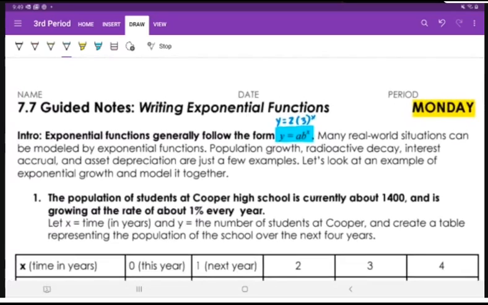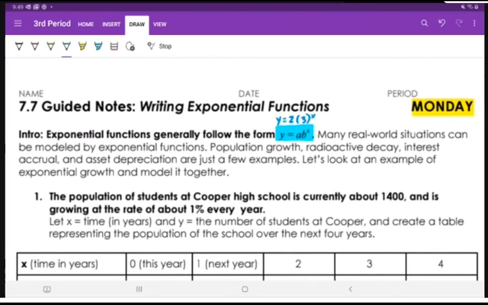And exponential functions tend to model a lot of real-world situations. Two of the key words we've used a lot when we're talking about exponential functions are growth and decay. Many real-world situations involve growth or decay. So we've got some examples here of things like population growth, radioactive decay. Radioactive decay refers to how long it takes for radioactive elements to denature themselves.